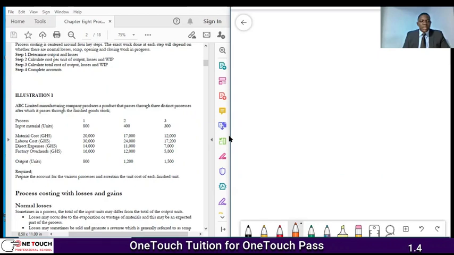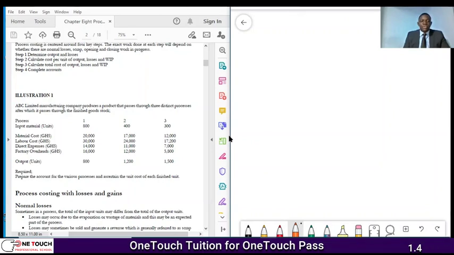Process 1, there were 800 materials inputs. 800 units of materials was put into the process. The material cost was 20,000. Labor costs that were incurred on the materials to convert it to finished goods was 30,000. Direct expenses was 14,000, and factory overhead costs incurred on this same unit is 16,000. And at the end of the day, the output was also 800.